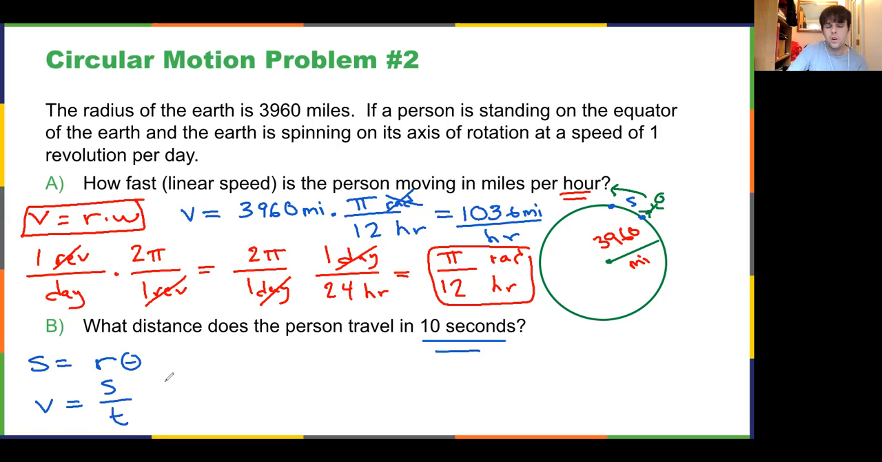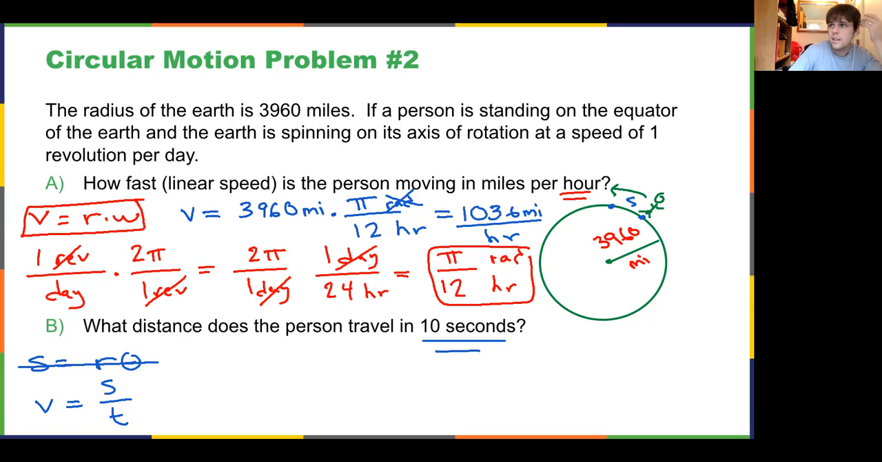So we can do all sorts of things here. It just depends on what we know or what we could figure out. And there's almost always multiple ways to do these problems. In this case, I don't know the angle that's created in 10 seconds necessarily, to find that. So this one doesn't actually seem that useful. I could figure that out, but I don't know that yet.